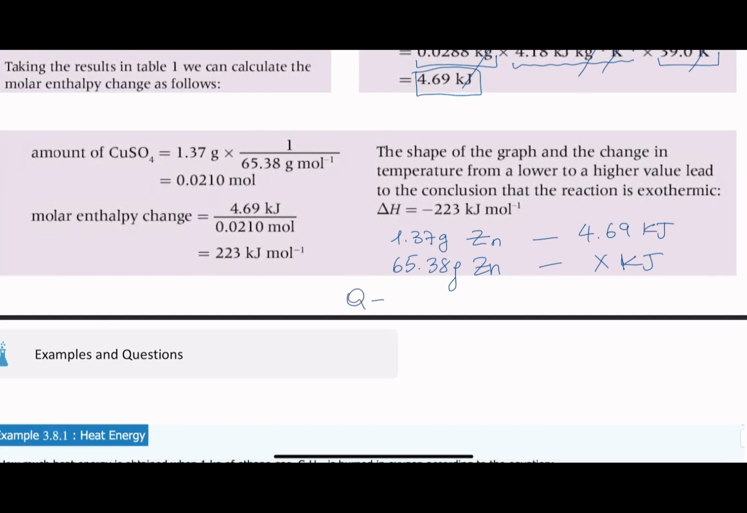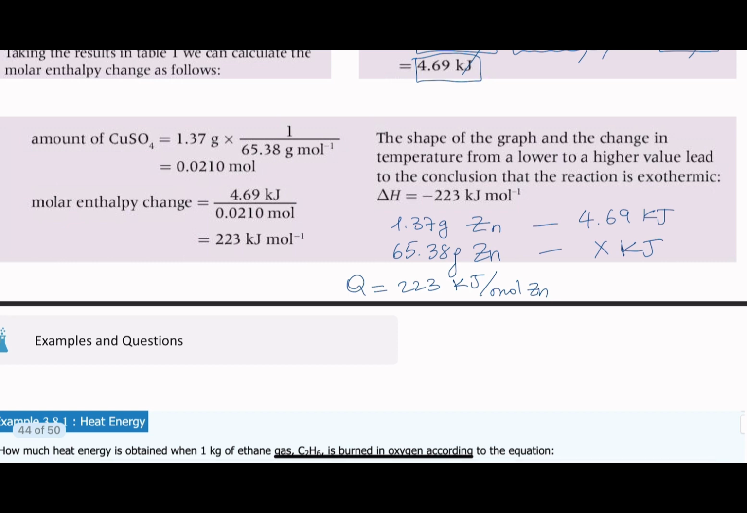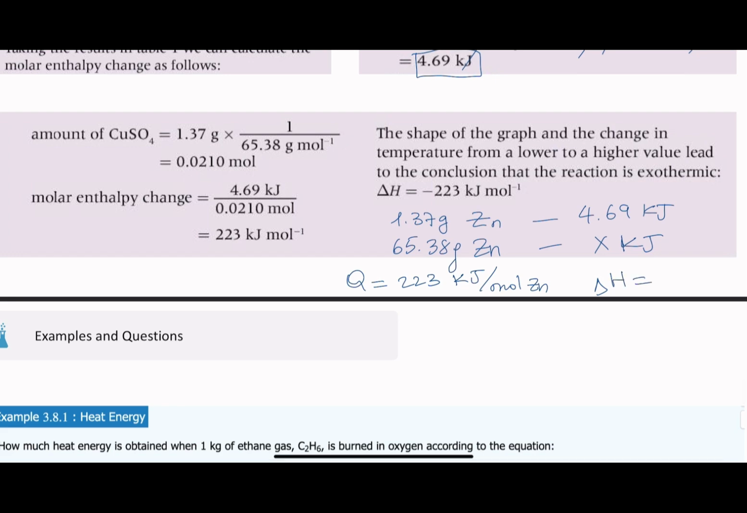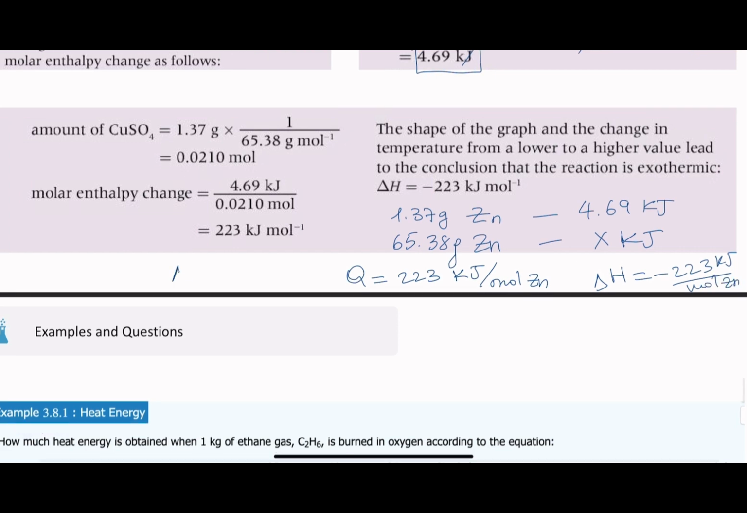Your Q is going to be 223 kilojoule per mole of zinc. And because this Q is released to the outside, delta H is going to be negative 223 kilojoule per mole of zinc. Basically, when it's exothermic, your delta H is negative, and it automatically makes your Q negative.